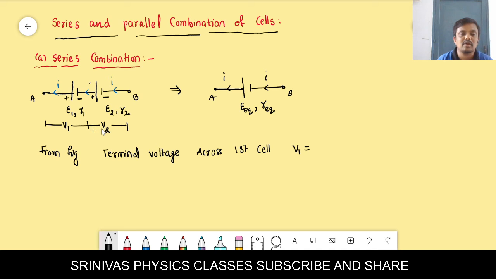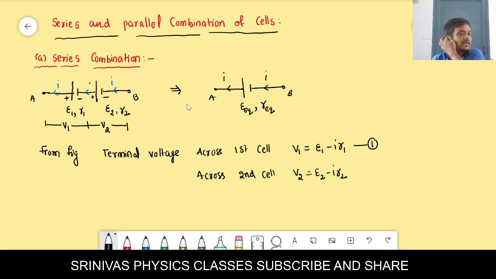E plus IR is the formula we use when the cell charges, but whether this cell is charging or discharging? From the positive terminal current is coming out, which means it is discharging. During discharging we have to use E minus IR, right? Here E is E1, so V1 equals E1 minus IR1. This is the potential difference across the first cell, and across the second cell we can write V2 equals E2 minus IR2. Understood? The same current will be there, that's why we write only I, not I1 and I2.